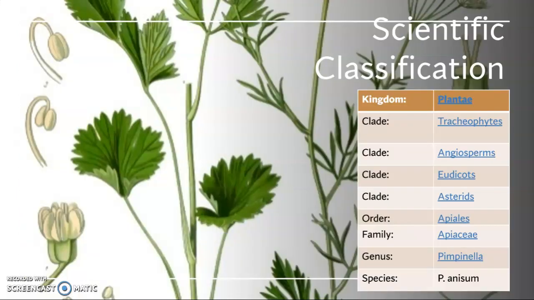So this is the scientific classification of the anise plant. Of course, it is from the Plantae kingdom, and it is a flowering plant, which means it's an angiosperm, according to what we have been learning.